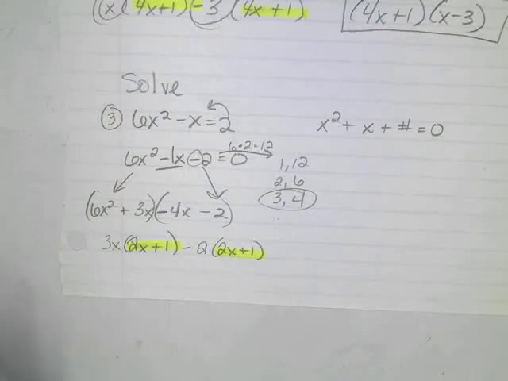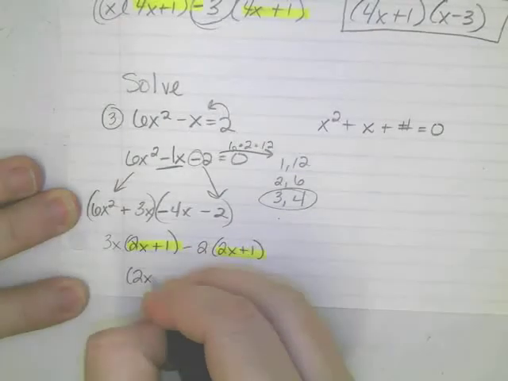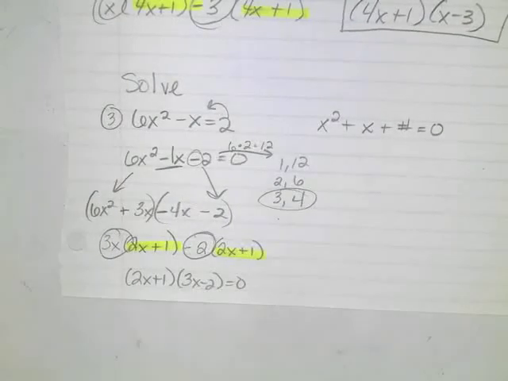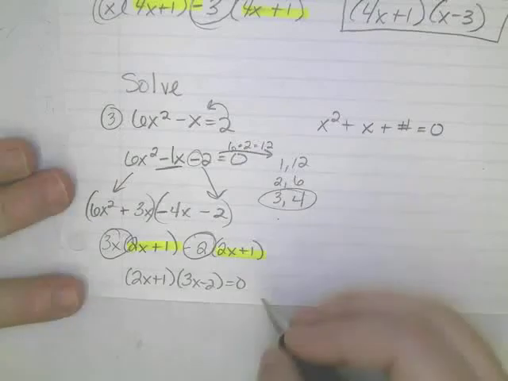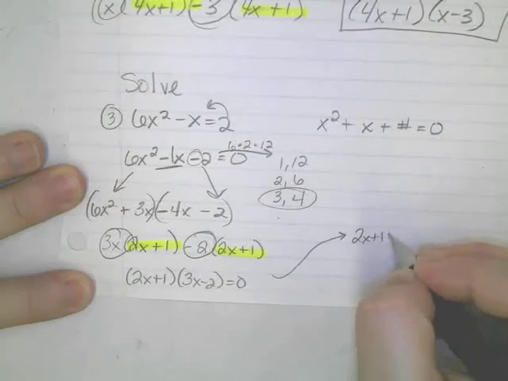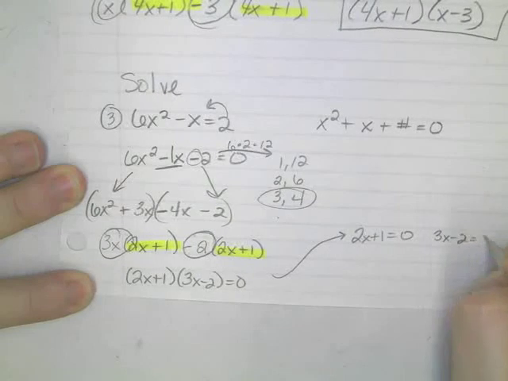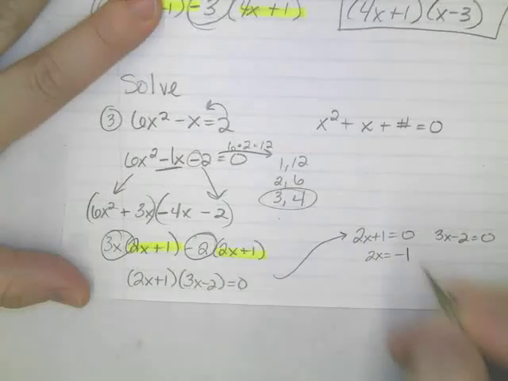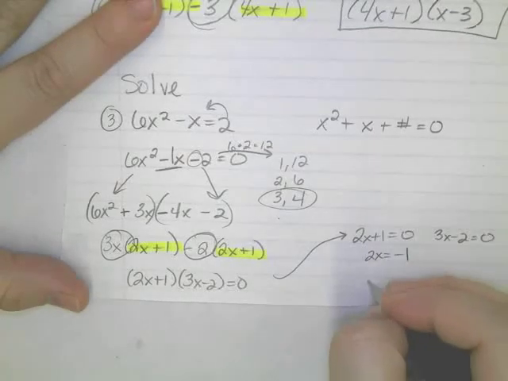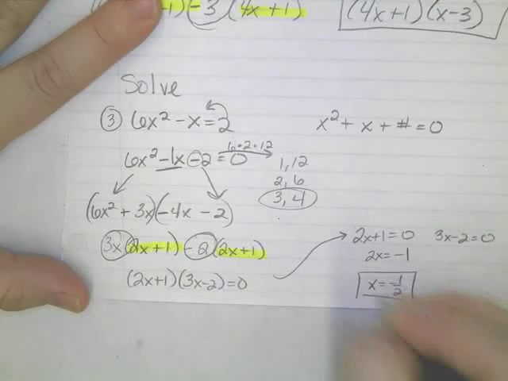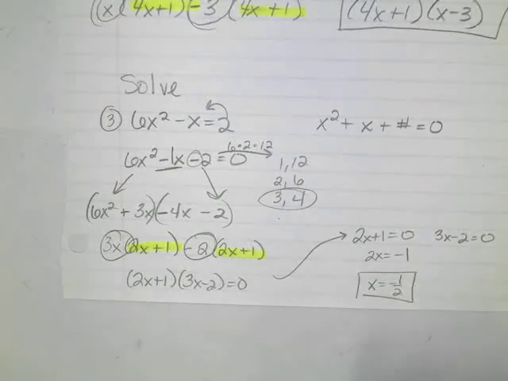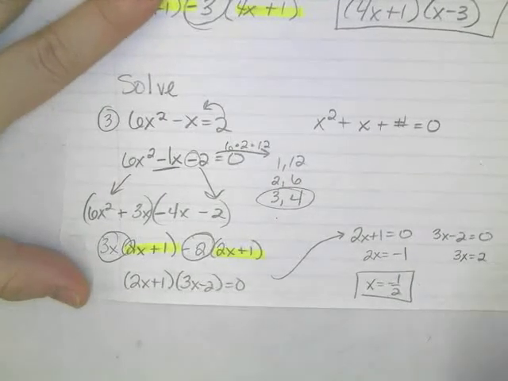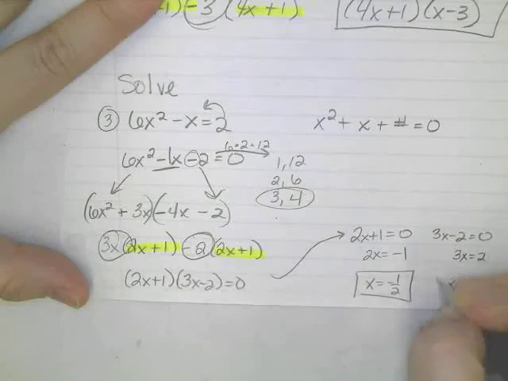And so my first step is going to be 2x plus 1 and 3x minus 2 equals 0. But now remember, when you have something that equals 0, you have to set each one equal to 0. So it'll be 2x plus 1 equals 0, and 3x minus 2 equals 0. So I solve both of these. To get rid of a plus 1, I subtract 1, so I get negative 1. And to get rid of a times 2, I divide by 2, so I get x is negative 1/2. There's the first answer. For the second answer, I have to get rid of a minus 2. The way you get rid of a minus 2 is you add 2, so I get 3x is 2. And the way you get rid of that times 3 is dividing by 3, so I get x is 2 over 3. So there's your two answers.